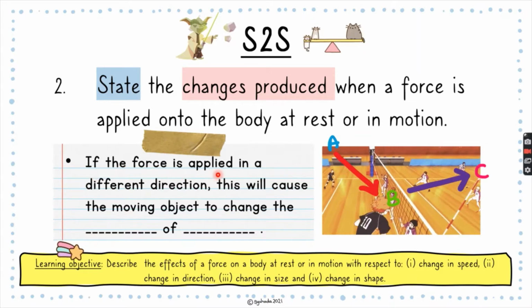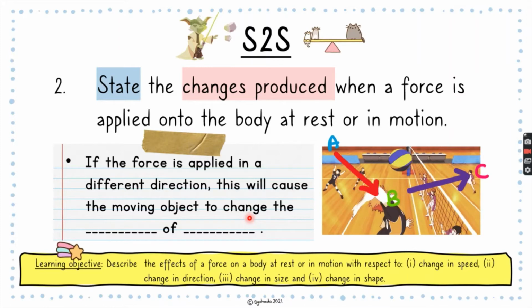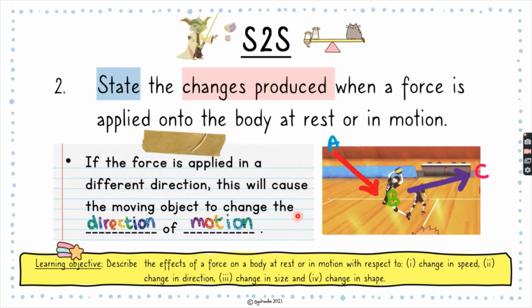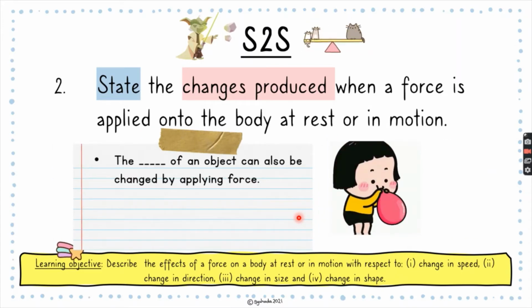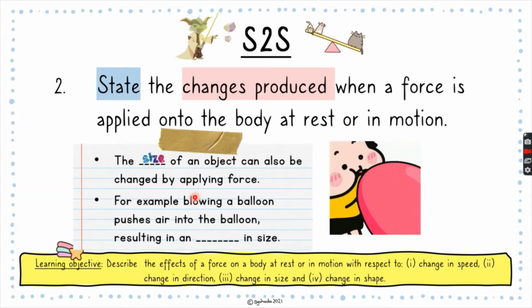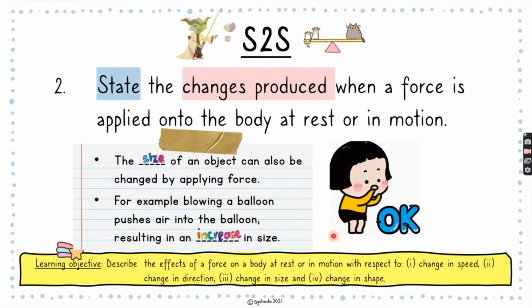Next, if the force is applied in a different direction, then this will cause the moving object to change the direction of motion. The size of an object can also be changed by applying force. For example, when you blow a balloon and this pushes air into the balloon, therefore increasing the size of the balloon.